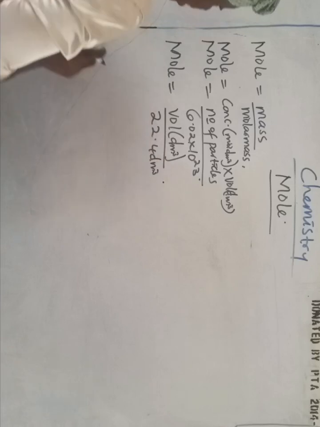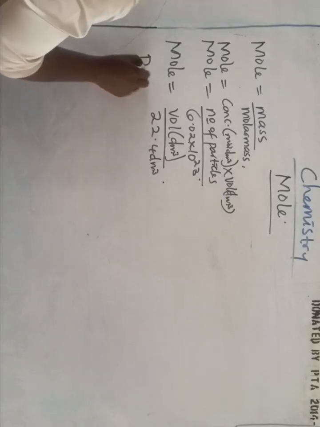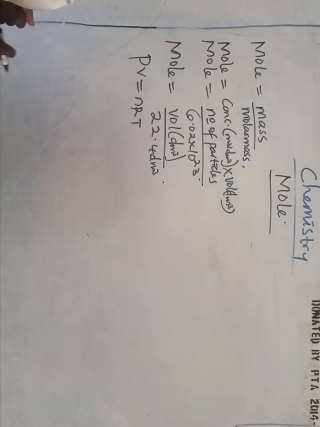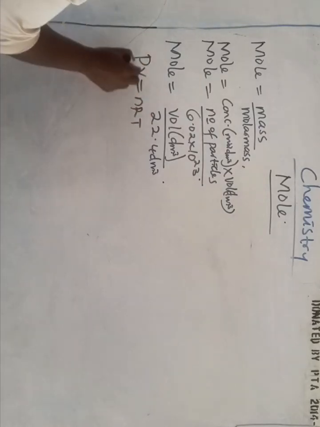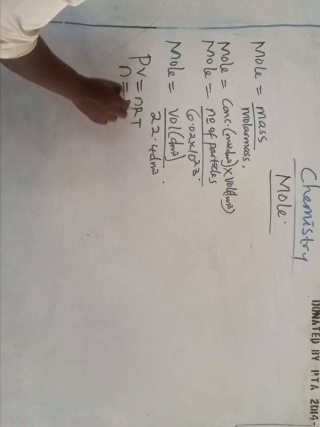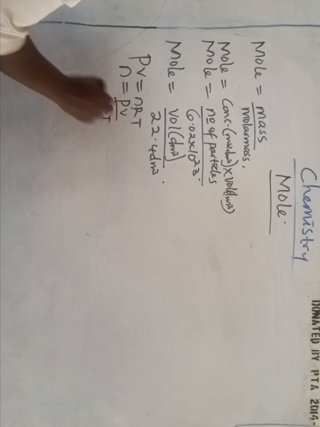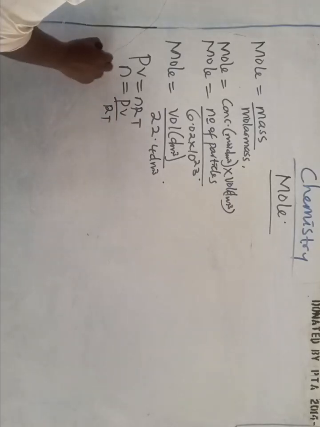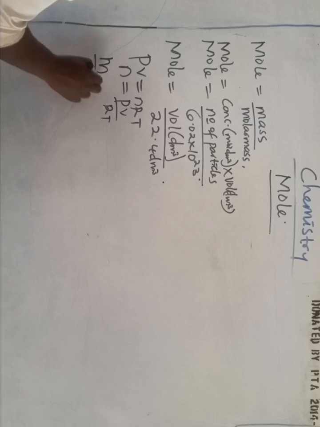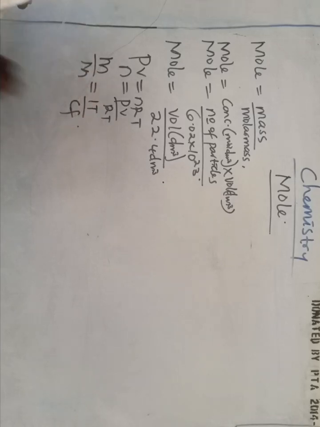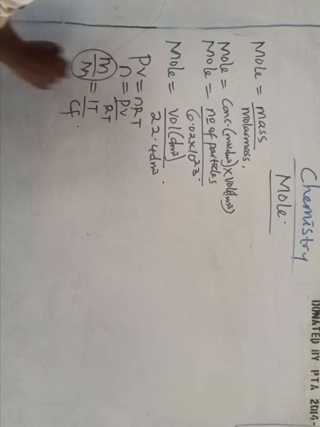Then under my ideal gas, I have PV equals to nRT. Yes, I have PV equals to nRT. So my mole is going to be what? n equals to what? PV over RT. Yes. Okay, then there's another one again. You have what? Mass over molar mass equals to IT over CF. Everything here is your mole.